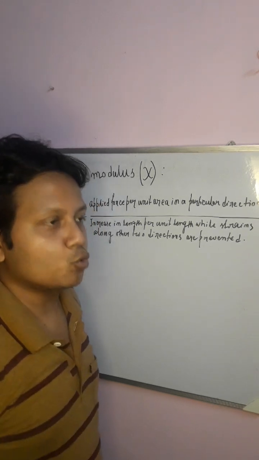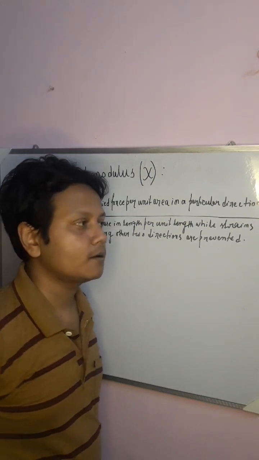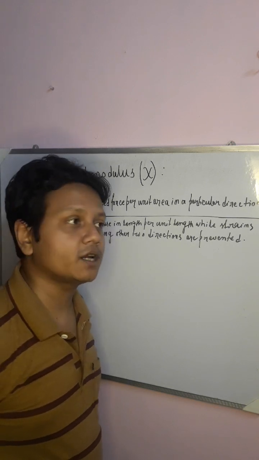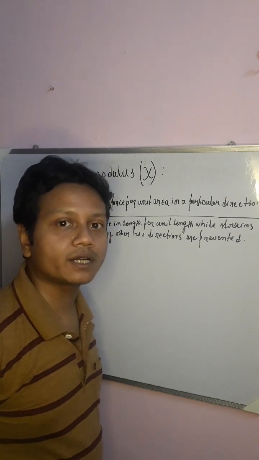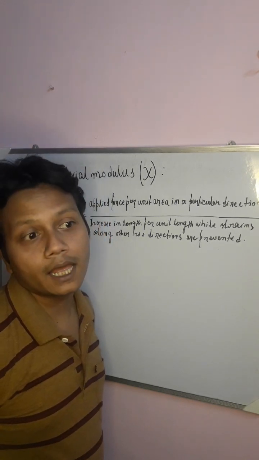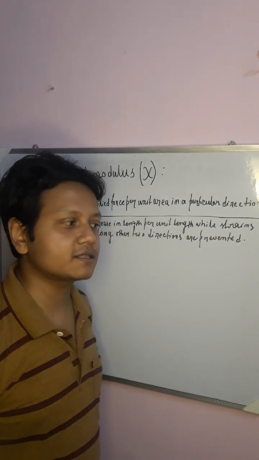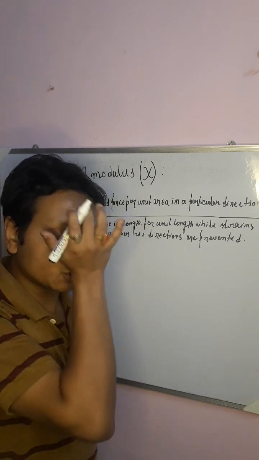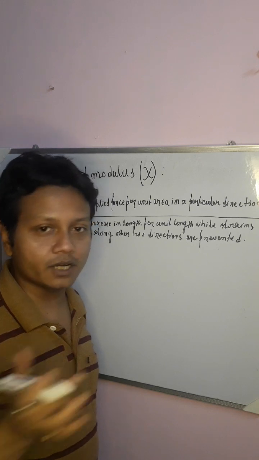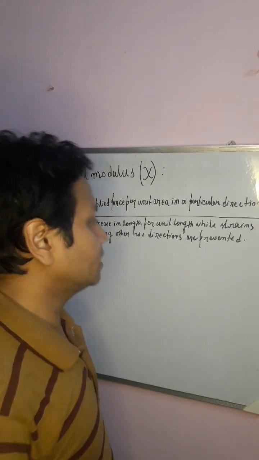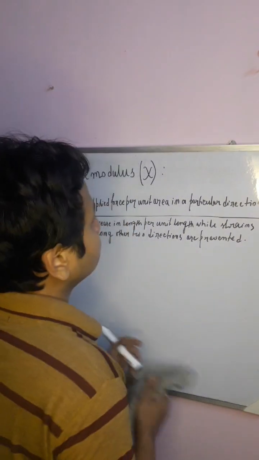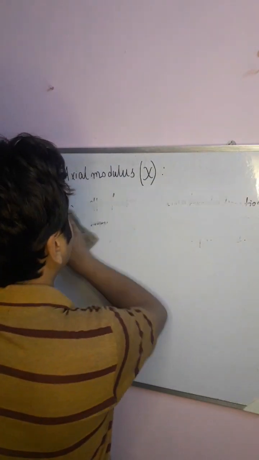That means we can apply a force per unit area, that is stress, in a particular direction so that strain will also take place in that particular direction. This means along the two other perpendicular directions the strains are prevented. We have to ignore the strains in the two other perpendicular directions. So let us take an example.